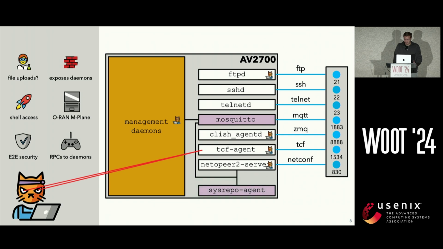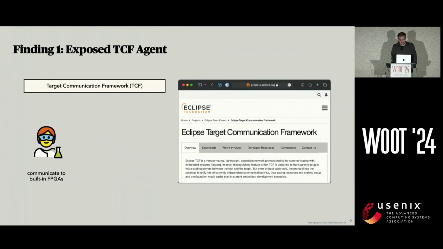Well, so we just decided to look at these protocols and see what we can break into this radio unit. This is all observable from the outside, it's just like nmapping and seeing what's there. So we first decided to look at this TCF agent. The TCF is the Target Communication Framework. It's actually from Eclipse, and it's meant to communicate to built-in FPGAs in embedded systems. At least it has other purposes, but in this scenario, there are FPGAs on the RU, and they are meant to be communicated to by the TCF.